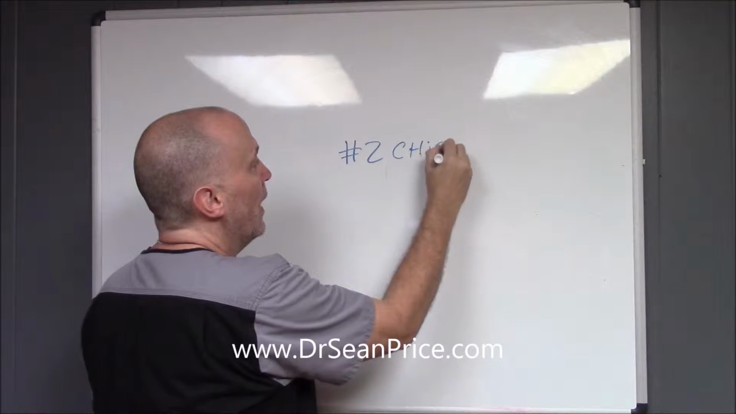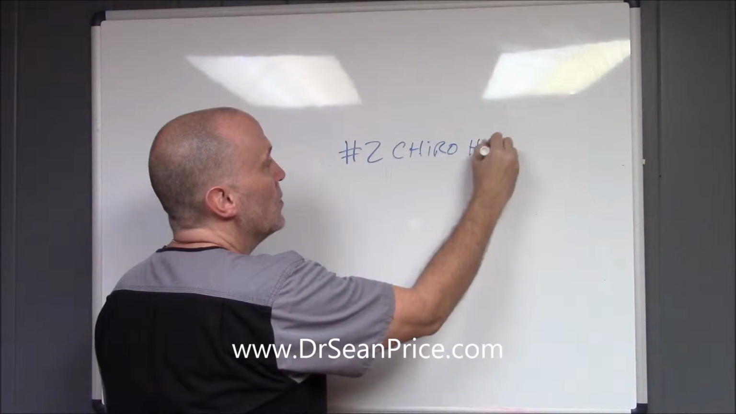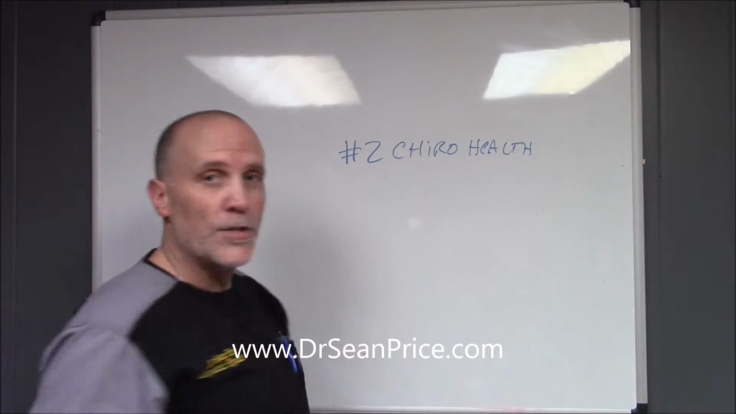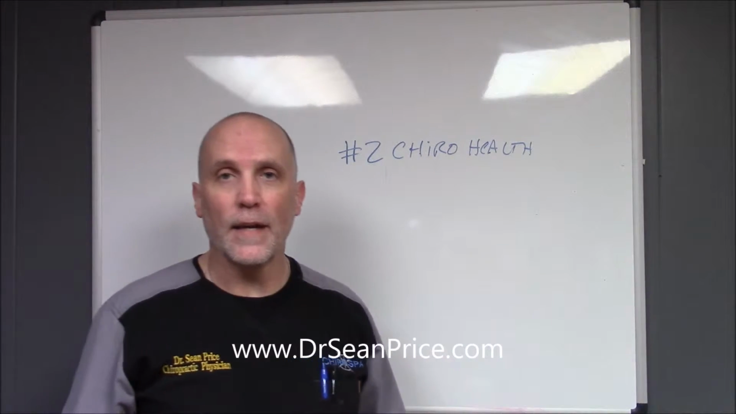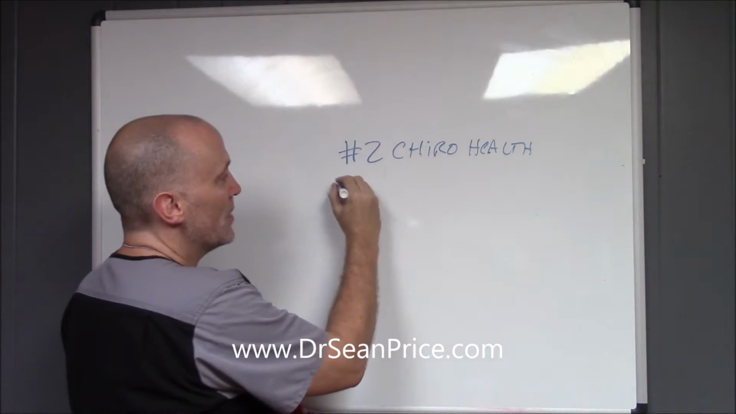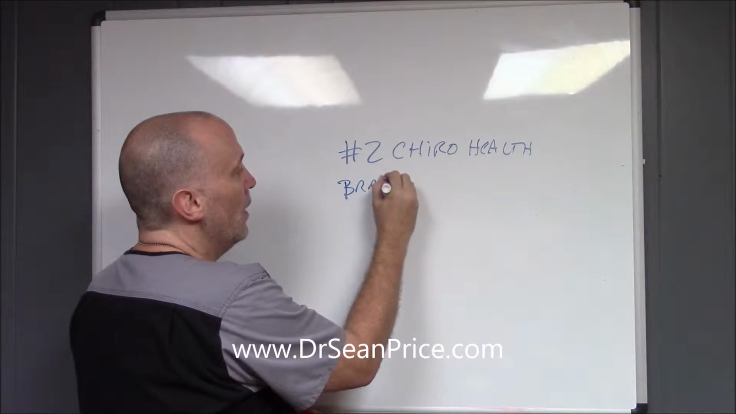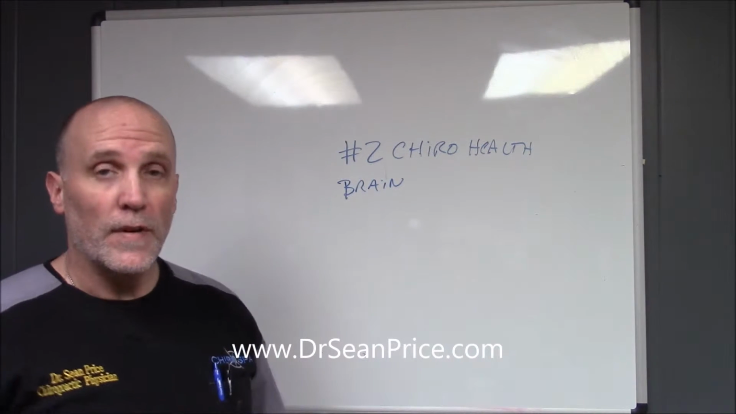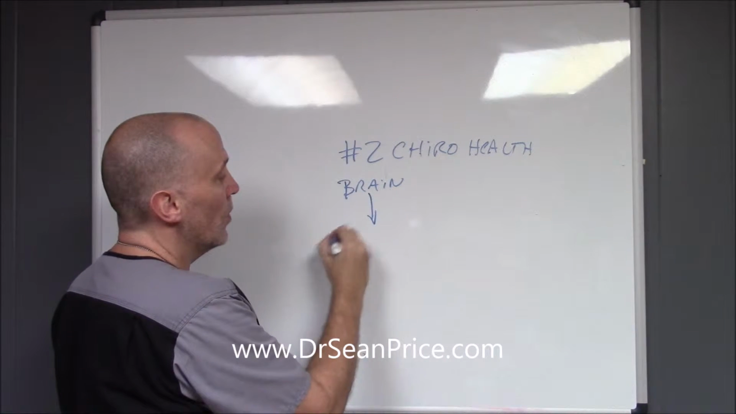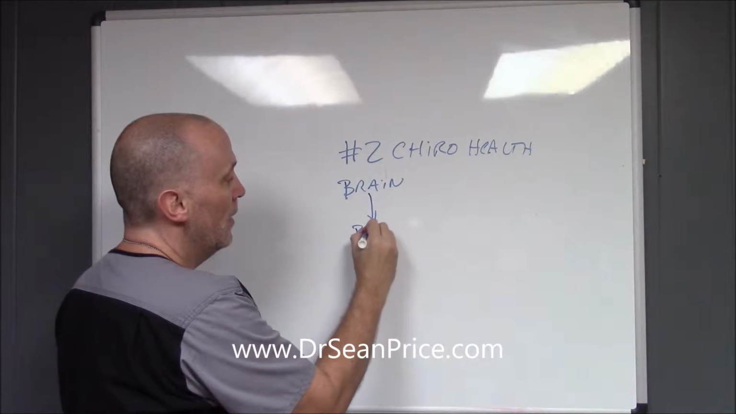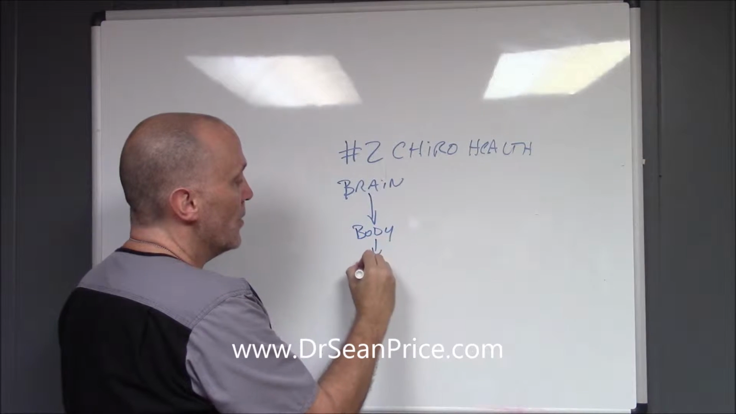And what I want to do today is go over the functional diagram of how the nervous system works so that you get a good understanding of what we do in chiropractic. So your brain, we talked about this a little bit in video number 1. Your brain controls and coordinates the function of every cell in the body. So the brain sends its signal down through the spinal cord to the body for the body to carry out functions.